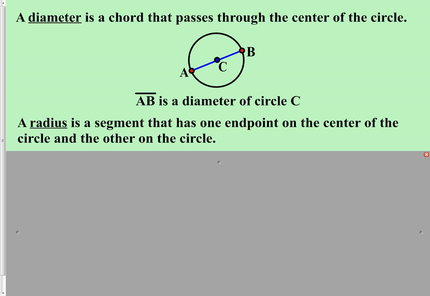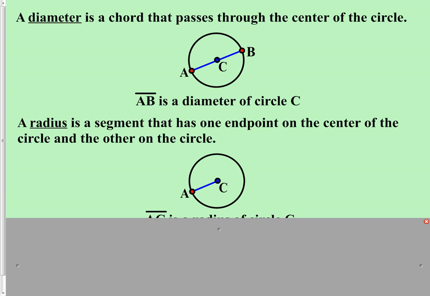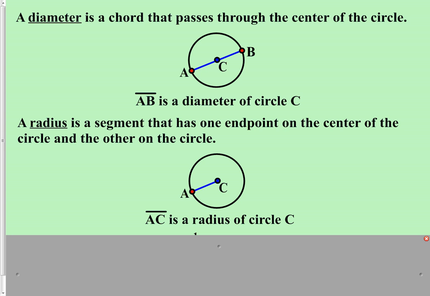A radius is another type of line segment that interacts with our circle. And as you all probably well know by now, a radius is a segment that has one endpoint at the center of the circle, and the other on the circumference of the circle. There's a diagram to go along with it and a statement about line segment AC being a radius of circle C.